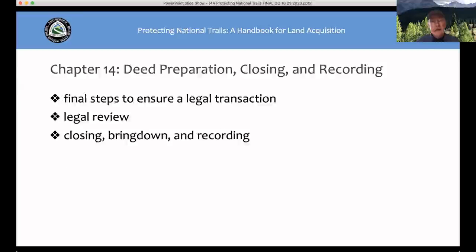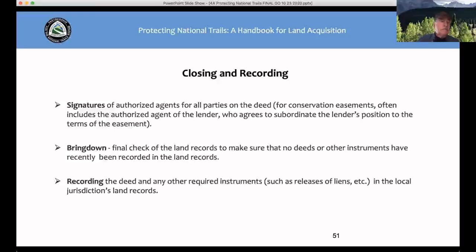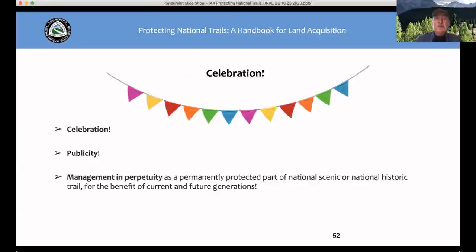Chapter 14 are the final steps to ensure a legal transaction: legal review, closing, a bring down, and recordation in the county courthouse records. Once all of the authorized agents for all parties have signed off on the deed, a bring down makes sure that no last minute changes have taken place that are on the records in the local county courthouse. And then recording the deed is really a genuine cause for celebration.